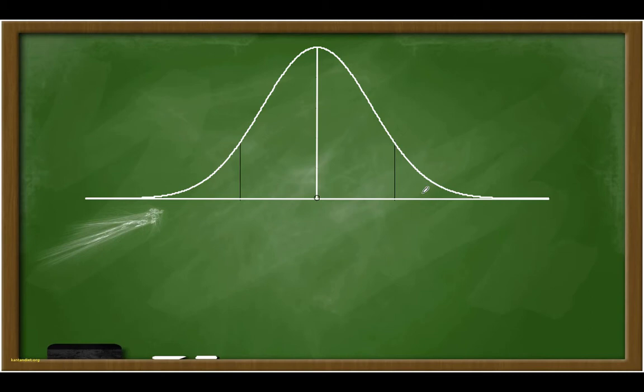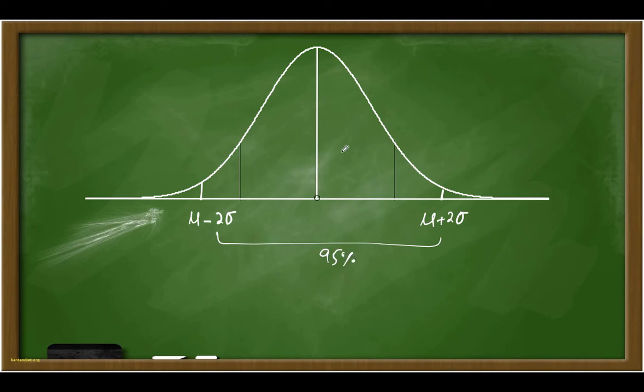The other property is that 95% of the data lies within the mean minus 2 standard deviations and the mean plus 2 standard deviations. It's 95%.